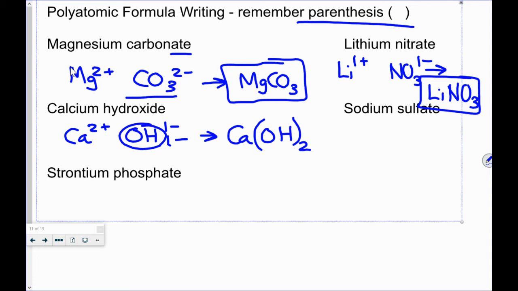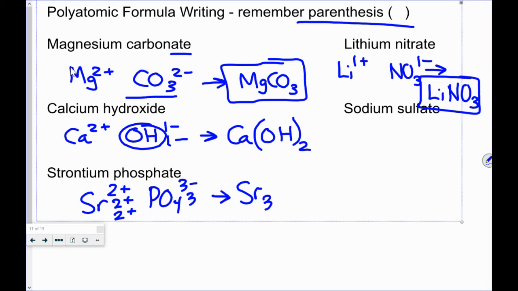As hard as it gets, strontium, 2 plus. Phosphate is PO4, 3 minus. And again, the closest they go into is 6. So how many strontiums do I need? I'm going to need 3 Sr's. How many PO4s am I going to need? I need 2. And again, I can't change this.